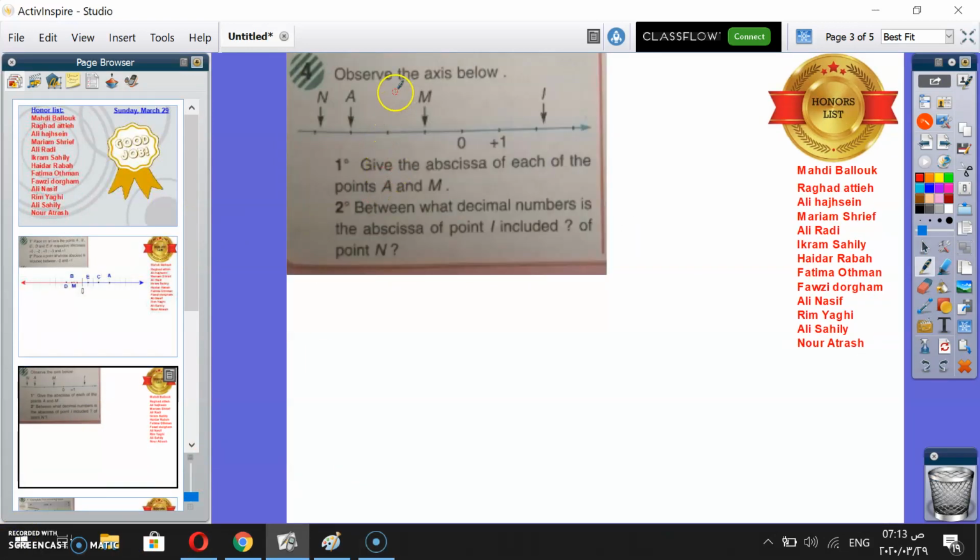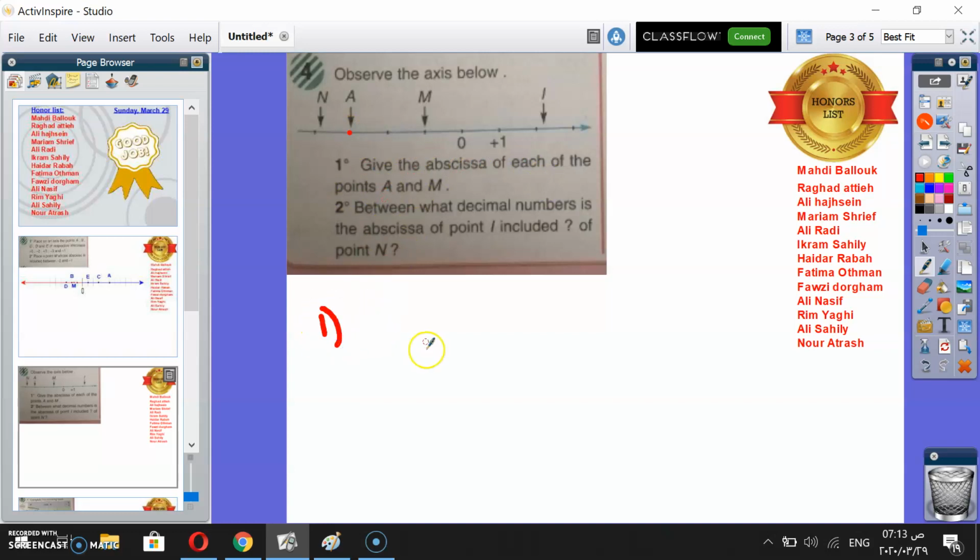Exercise 4. We are given the number line. Part 1. Give the abscissa of each of the points A and M. So here is the 0. A is left to 0, so -1, -2, and -3. So the abscissa of point A is -3.